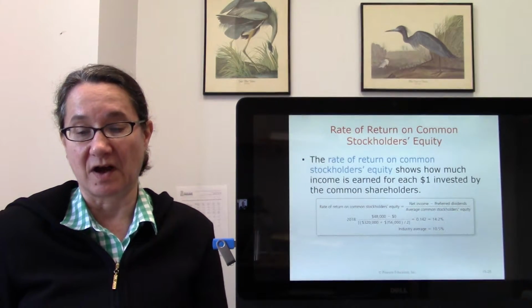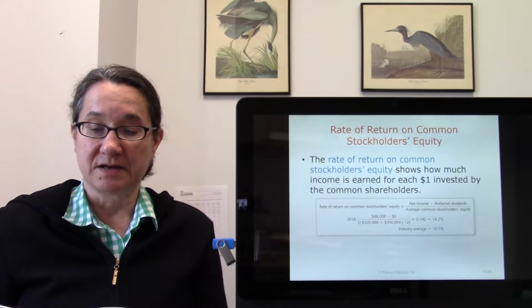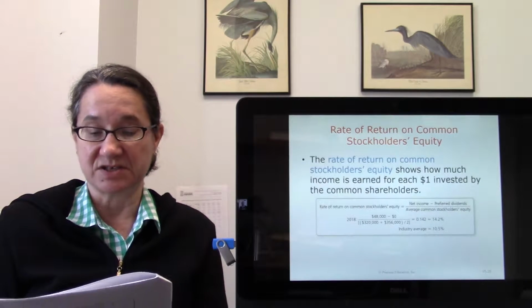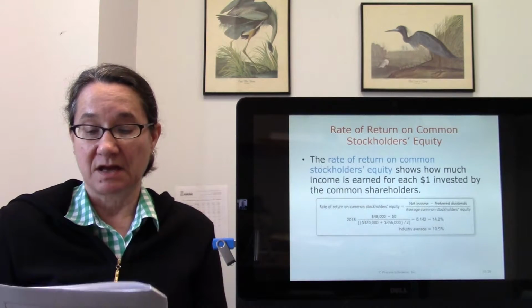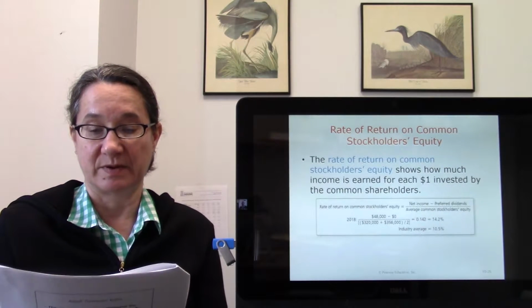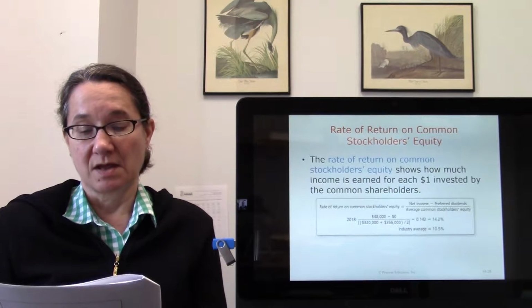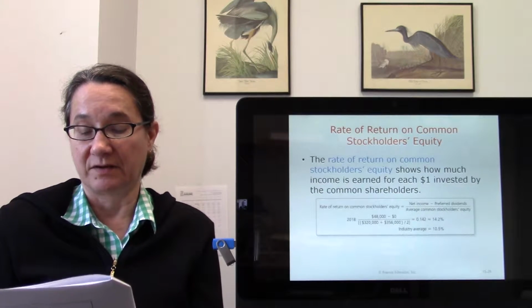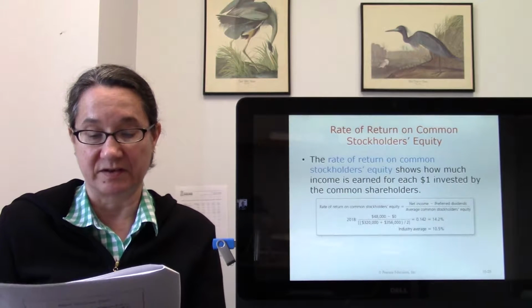Rate of return on common stockholders' equity. The rate of return on common stockholders' equity shows the relationship between net income available to stockholders and their average common equity invested in the company. So how much income could be paid out, as a percentage? How are they doing on their stock?